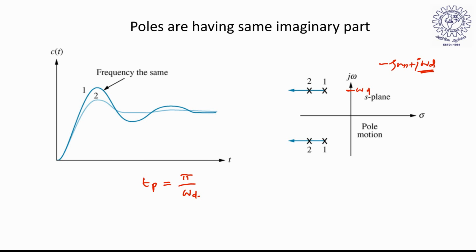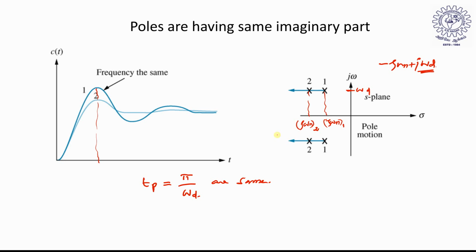If omega d are the same, obviously your peak times are the same. That information we can gather from this. We can consider this: both systems have the same peak time, but they differ in other characteristics, because this value has one zeta omega n, and this is another zeta omega n. This may be considered 1, this may be considered 2.